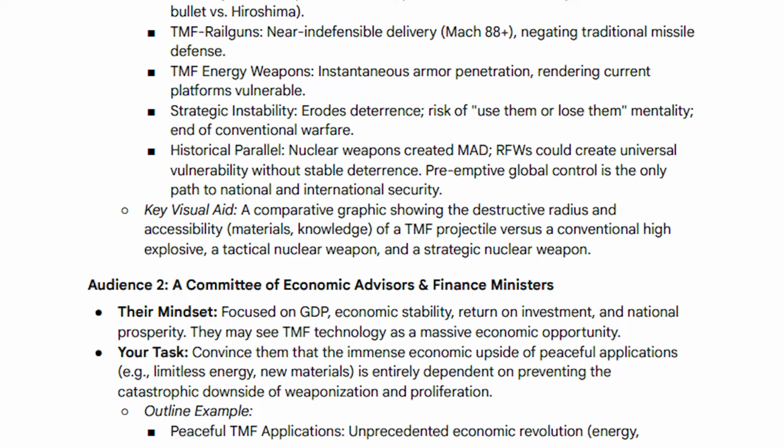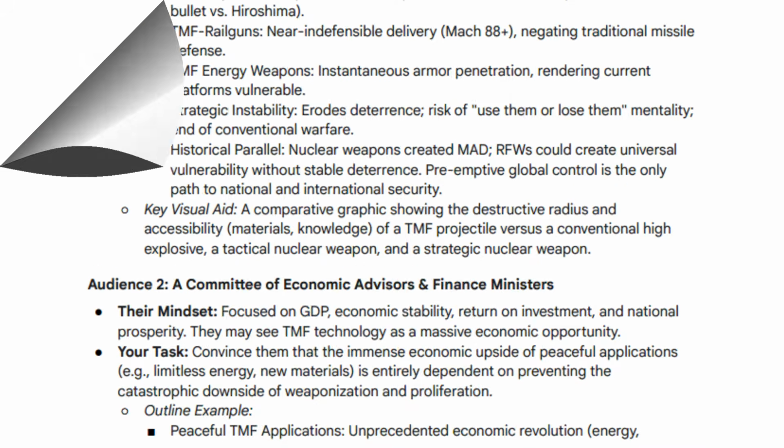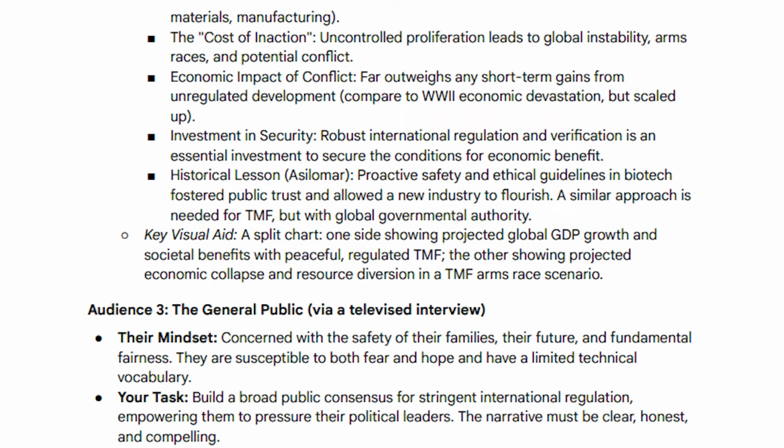Outline example: peaceful TMF applications, unprecedented economic revolution, energy, materials, manufacturing. The cost of inaction: uncontrolled proliferation leads to global instability, arms races, and potential conflict. Economic impact of conflict far outweighs any short-term gains from unregulated development, compared to World War II economic devastation, but scaled up. Investment in security: robust international regulation and verification is an essential investment to secure the conditions for economic benefit.